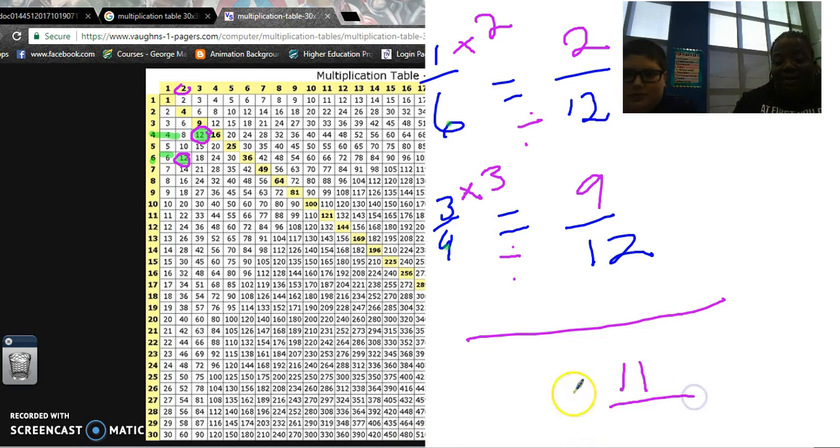What's the bottom number going to be? 12, just in case we didn't remember. So the final answer for that one is 11 over 12.